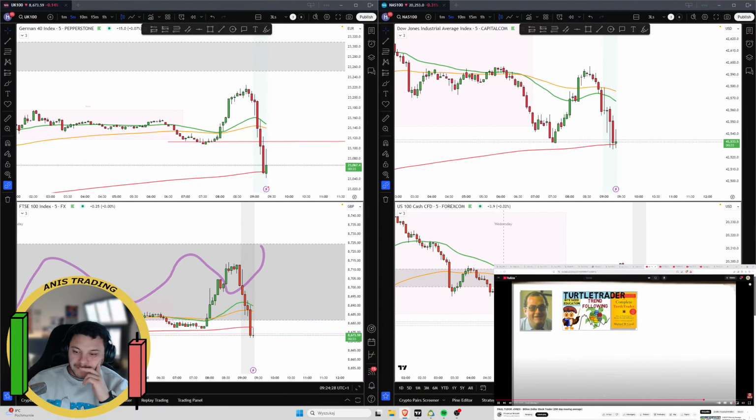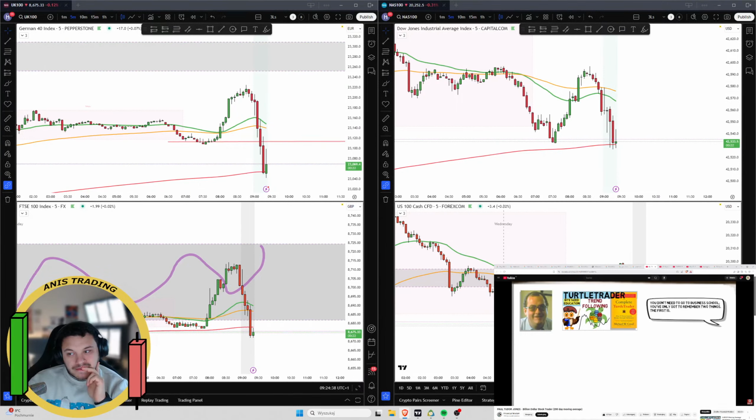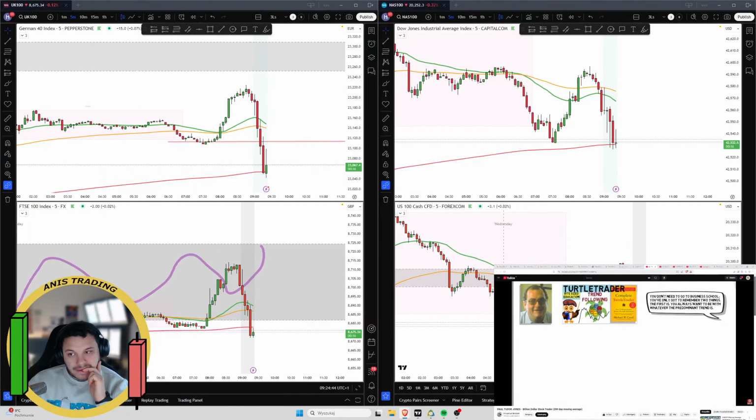...line to that of the turtles, and trend following is clearly one of them. In fact, Jones said to his students, "You don't need to go to business school, you've only got to remember two things. The first is, you always want to be with whatever the predominant trend is." His second piece of advice was again the risk-reward approach.